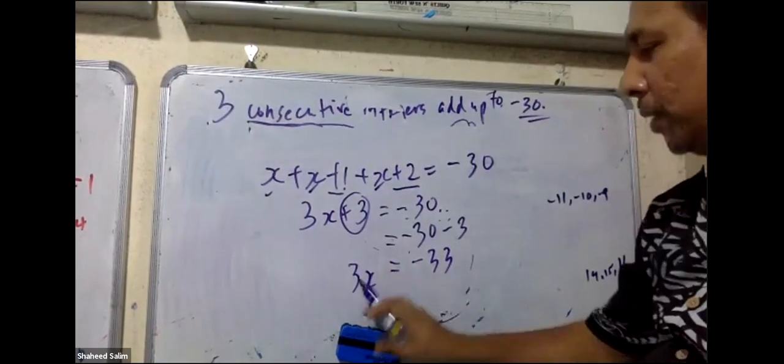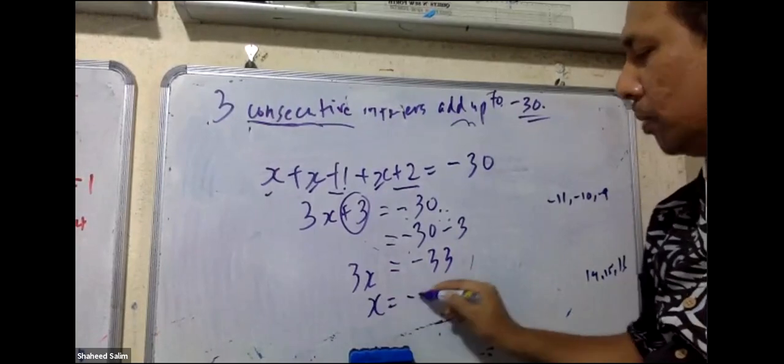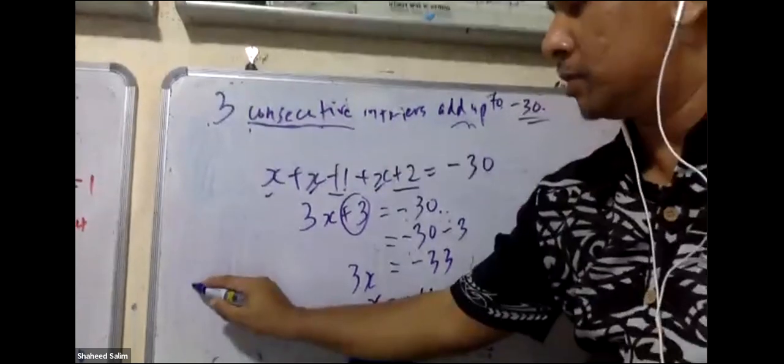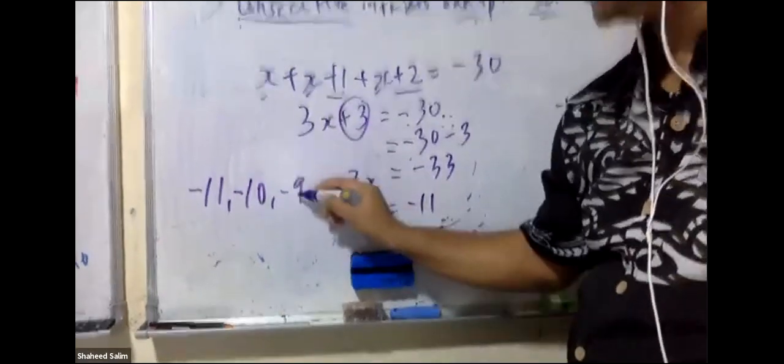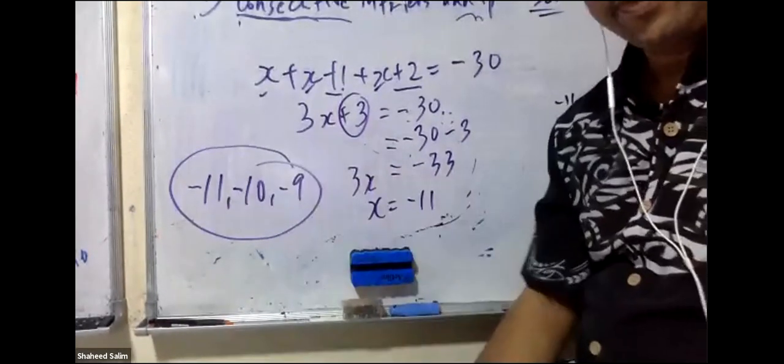Now, 33 divided by 3, you get 11. X equals to minus 11. So your answer will be smallest number is minus 11. The next one is minus 10. The next one is minus 9. How?